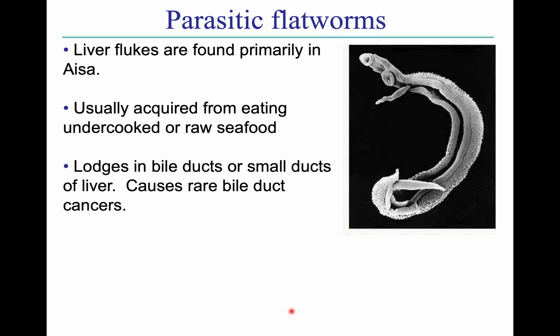And then the other I want to mention are liver flukes, which you primarily only find in Asia, but you could get these from eating undercooked or raw seafood, so sushi, anyone. But what these flukes do is they will lodge in bile ducts or some of the small ducts of the liver, and they'll cause these rare bile duct cancers, again, due to chronic long-term inflammation.